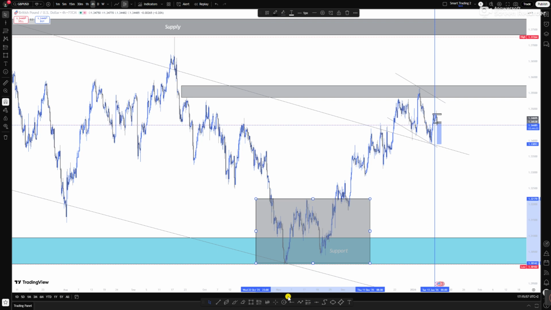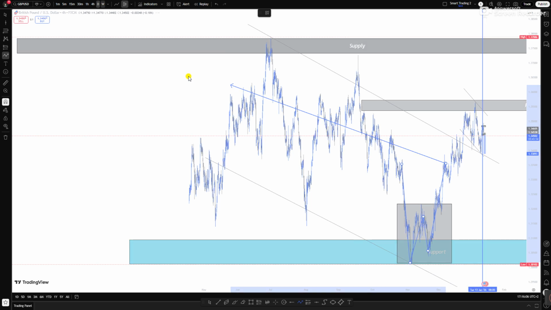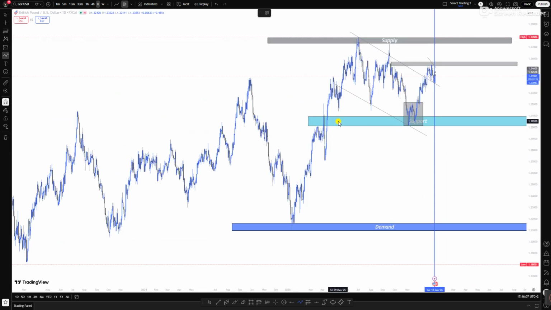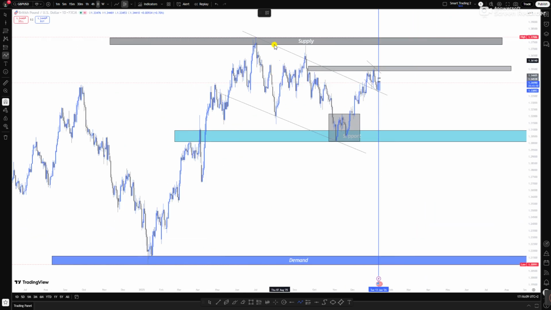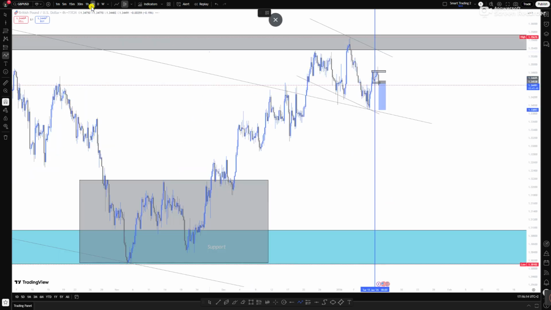What's happening? We're having a W, right? Is that a blue? Before it broke, let me move back a little bit. Actually, let me go on a daily time frame. We had a W before it broke this descending channel, right? Now let's jump back to 4 hour.